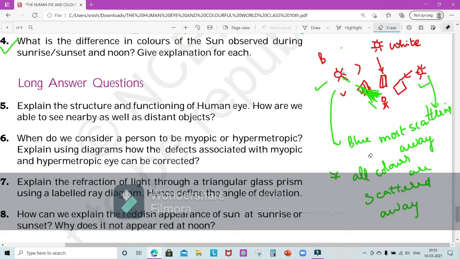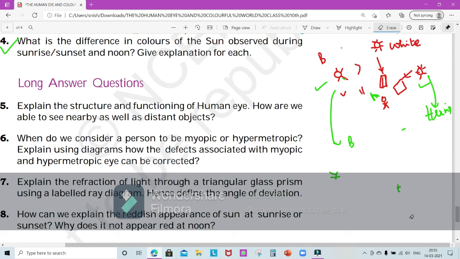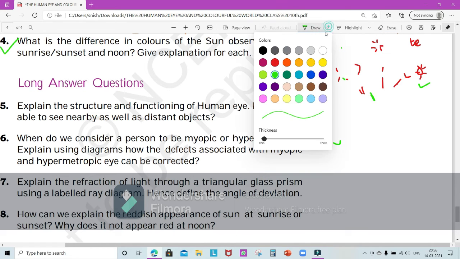And yeah, okay, now moving on to the long question and answers, as they have removed the human eye topic, which is one of the most important topics of this chapter. We don't have much work, but even these topics are very important. So yeah, let's move on. Okay, so we are going to be seeing the long question and answers.